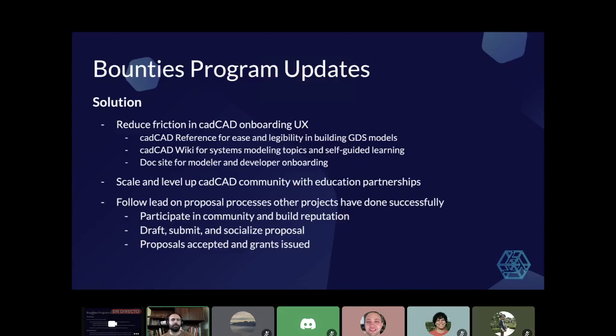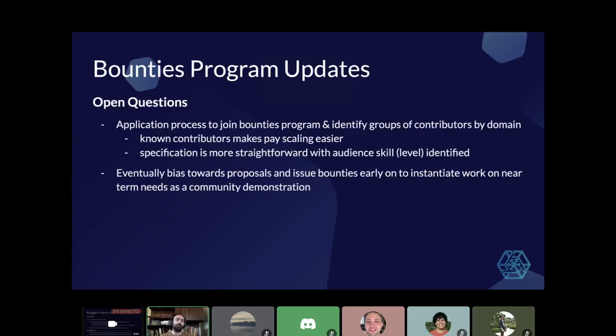But generally, this is the sort of architecture of things. And then your proposals get accepted and grants are issued. So that's more on the proposal side. There's also bounties as well. So some open questions we're still contending with: do we have applications to join the bounty program as an identified contributor, so that we have a sense of where your skills are at? So we have a sense of where the community skills are at for drafting the bounties and then putting them out for people that are already approved in the bounty program to fulfill on.